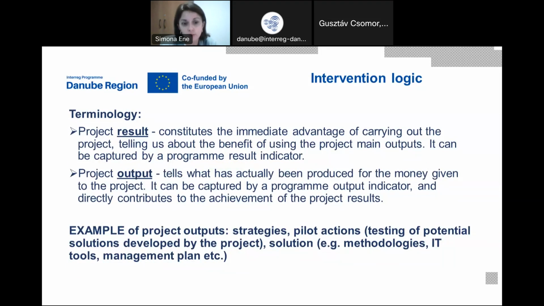The output, project output, tells us what exactly has been achieved with the money that we are paying to the project. As an example of project outputs, as also in the past, it's strategies, pilot actions. In this programming period, and I will explain a bit later, the pilot actions are testing of potential solutions developed by the project. Also, a solution like methodologies, IT tool, platforms, management plans. These are all examples of project outputs.